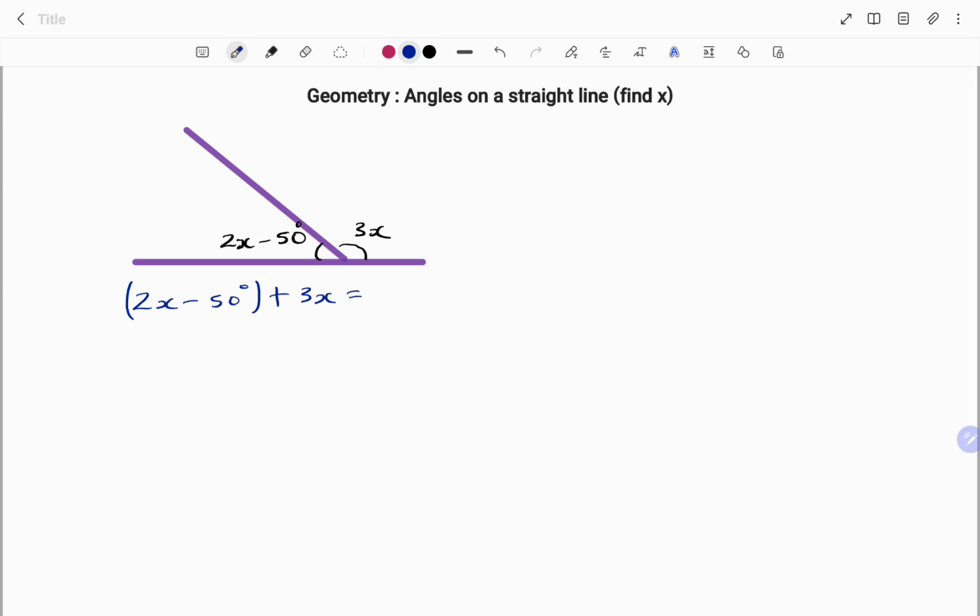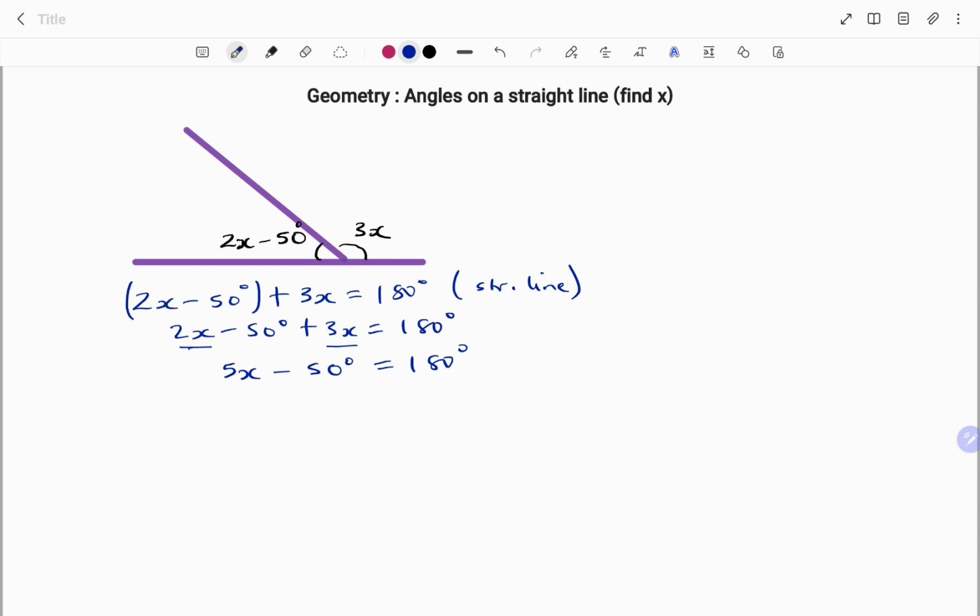In the second example, I have angles 2x minus 50 and 3x. If I add that together, that is going to give me 180 degrees. And the reason is the straight line. All angles on the straight line add up to 180 degrees. If I expand the bracket, I have 2x minus 50 plus 3x equals 180. If I collect like terms, 2x plus 3x will give me 5x. I still have my minus 50 equals 180 degrees.